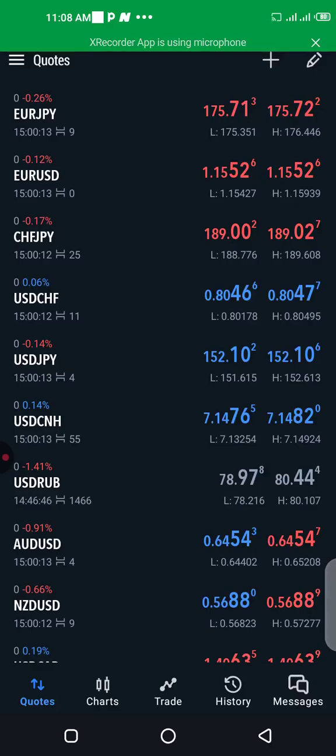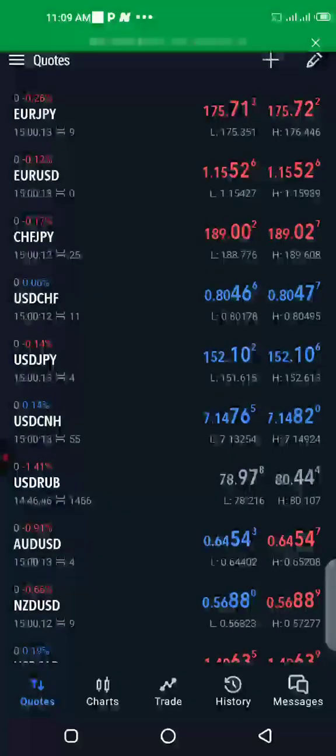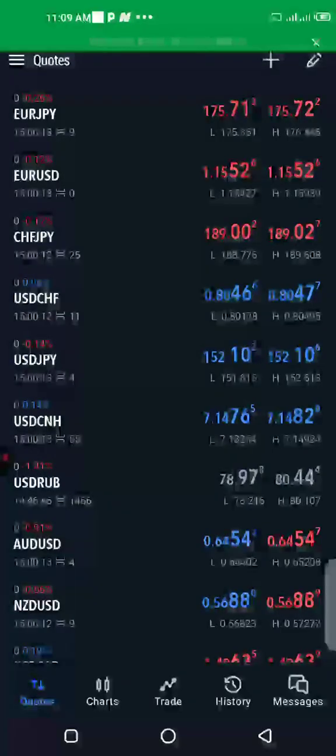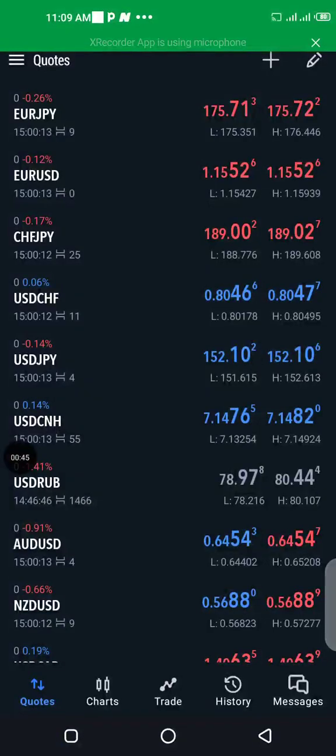Okay, now for the last one, we have exotic pair. This involves one major currency and one currency from an emerging or smaller economy. For instance, we have the USD TRY. Now TRY stands for Turkish Lira. Okay. We also have USD ZAR, that is US dollar / South African rand.